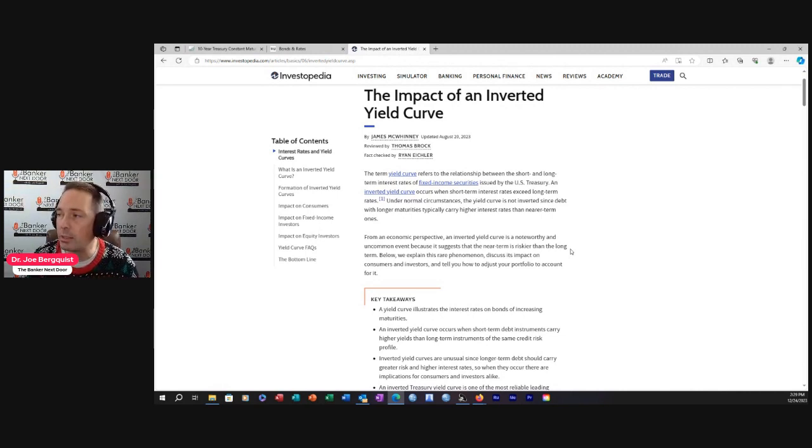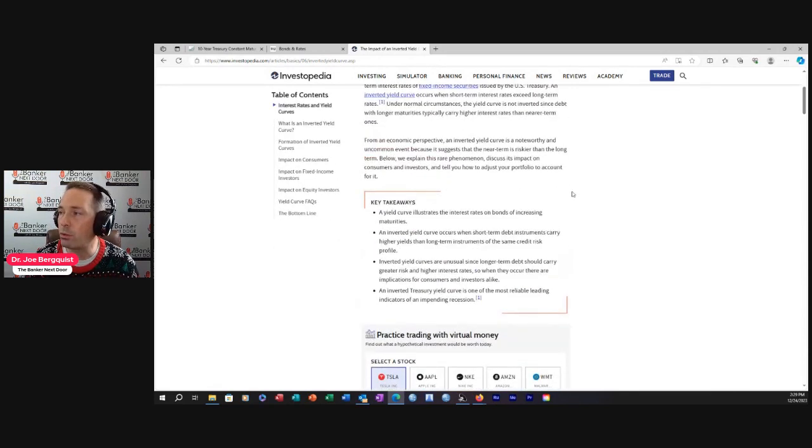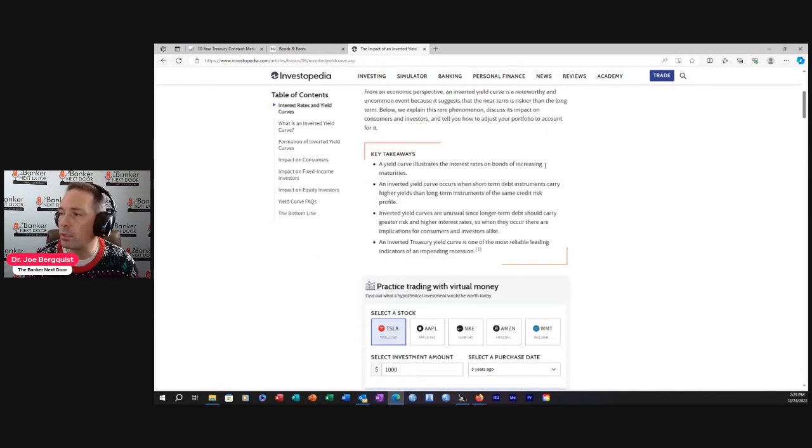Under normal circumstances, the yield curve is not inverted since debt with longer maturities typically carries higher interest rates than nearer-term ones. So from an economic perspective, an inverted yield curve is a noteworthy and uncommon event because it suggests that the near term is riskier than the long term. Below, they explain some of the rare phenomena. So what are some of the key takeaways here?